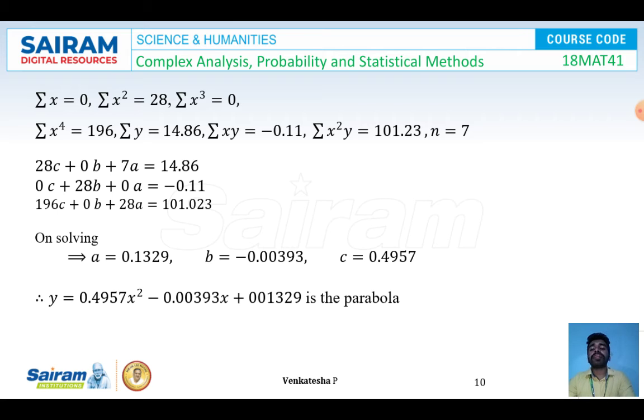So replacing these a, b, c in the parabola equation, I got the equation y = 0.4957x² - 0.00393x + 0.1329 is the parabola we got.